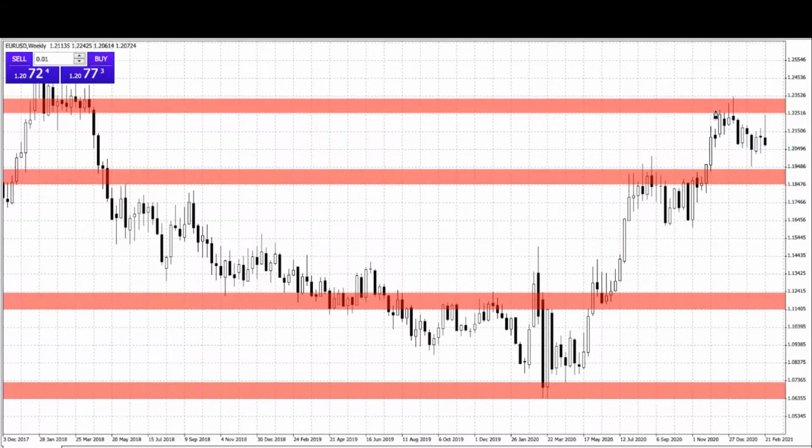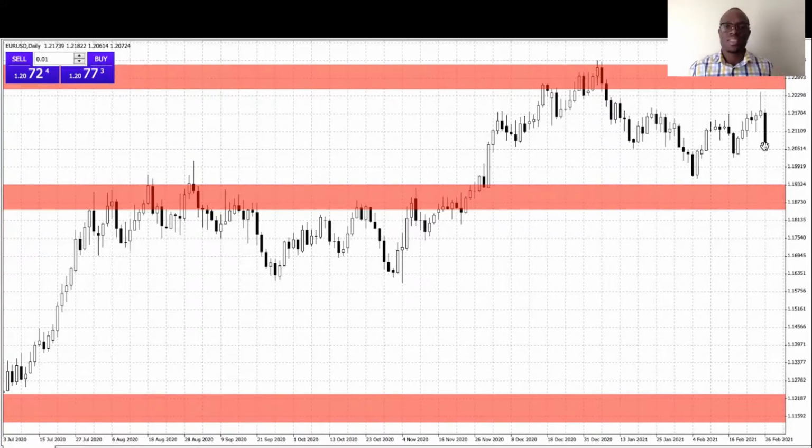What we can notice is that ever since the price touched the 1.22516, the price from here came and made a lower high. Then after the lower high, it made a lower low, and then made another lower high, then made a lower low, and now it has made another lower high. So we are expecting that the price is going to seek to retest this zone. So these are the movements that we're expecting on the weekly chart.